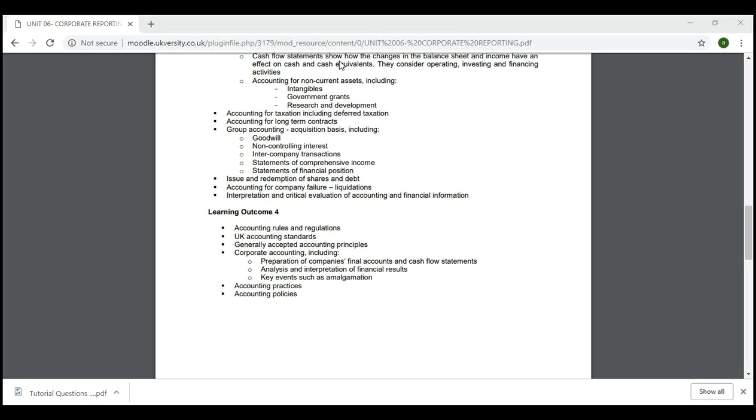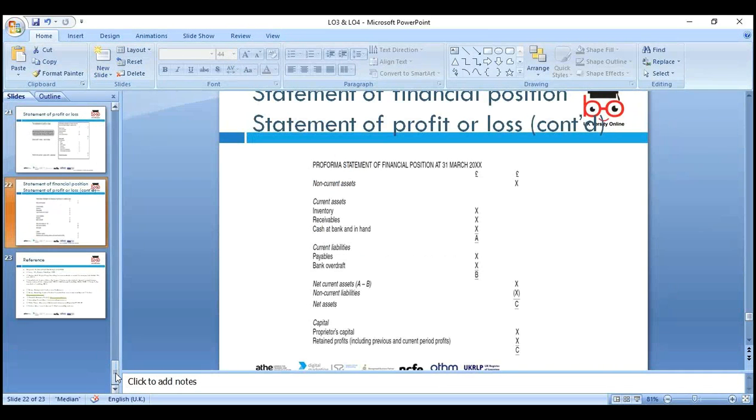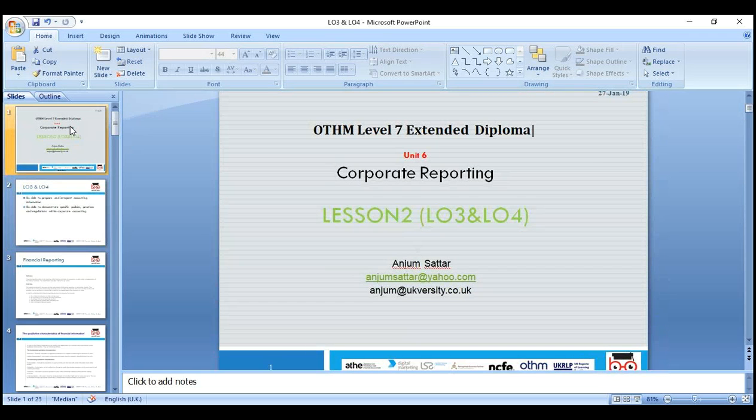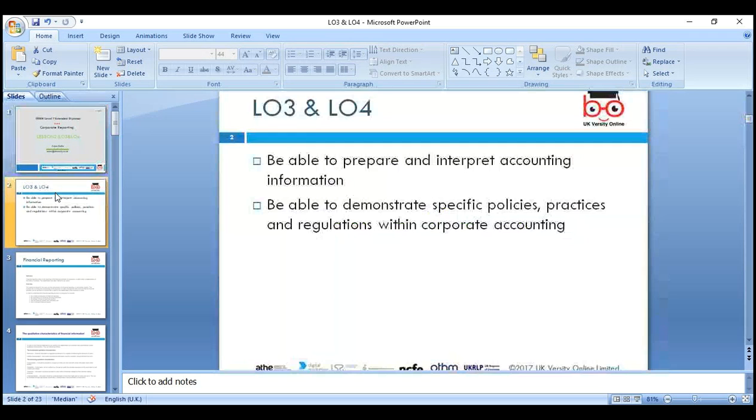So today we addressed our LO3 and LO4, being able to prepare, interpret and demonstrate specific policies, practice and regulation, which I mentioned. Some of these you can discuss in your assignments. If you have any question, ask me and I'll get back to you as soon as possible.